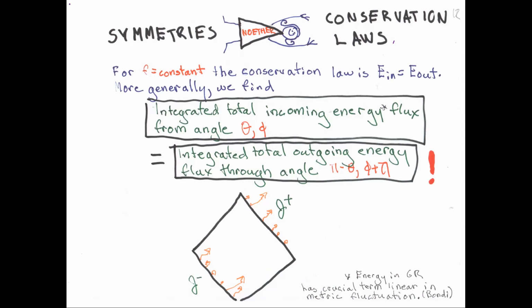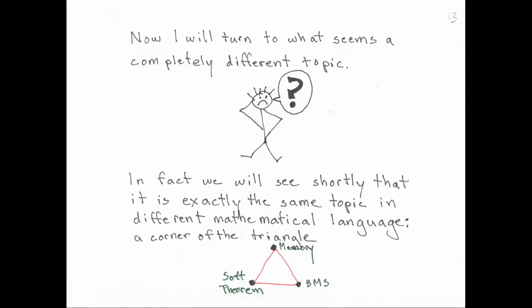Okay, so there are an infinite number of conservation laws in general relativity. There's one energy conservation law at every angle. Okay, so now I'm going to turn to a completely different topic. Seems like a completely different topic, but I'm going to show it's the same thing. And that is the so-called soft theorems.